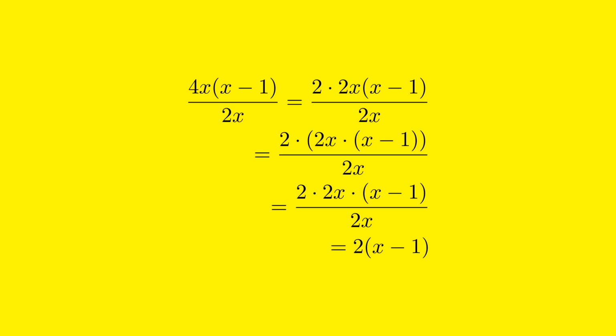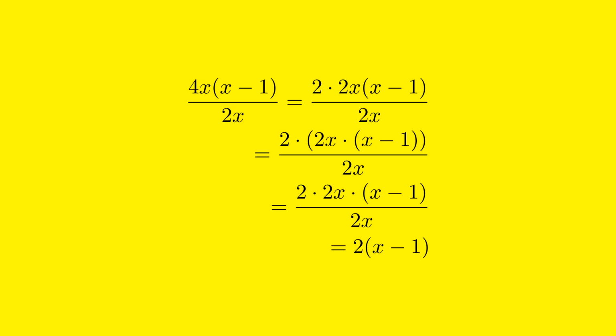In the numerator, 4x divided by 2x equals 2. We then have 2 times x minus 1 in the numerator. In the denominator, 2x divided by 2x equals 1. So 1 remains in the denominator. Our simplified expression now looks like this: 2 times x minus 1 over 1.